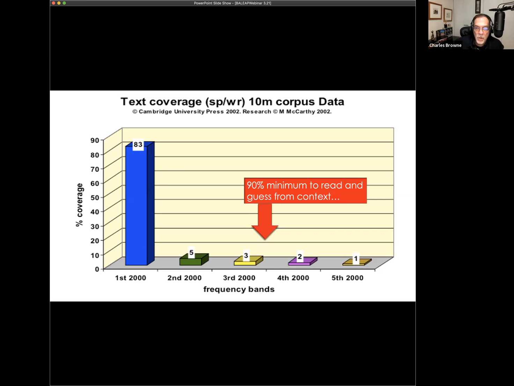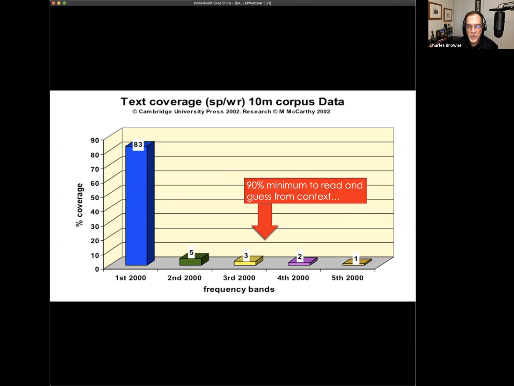Now, if you were to draw a line from the top of the blue box to the top of the green box to the yellow and so on, if you just draw a line to connect all those boxes, that line is known as a Zipfian curve. So what we can see is that the first few thousand words are ultra frequent and thus ultra important.